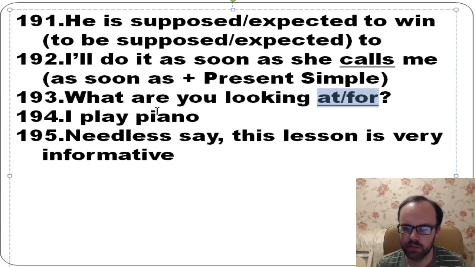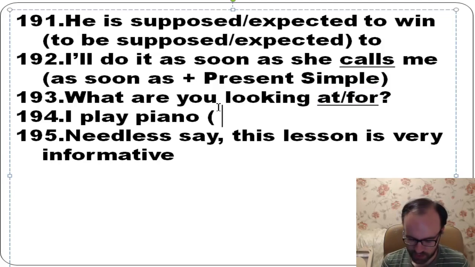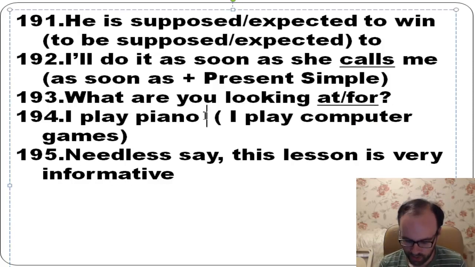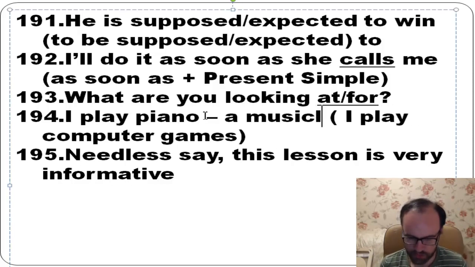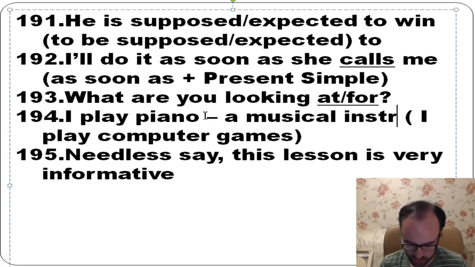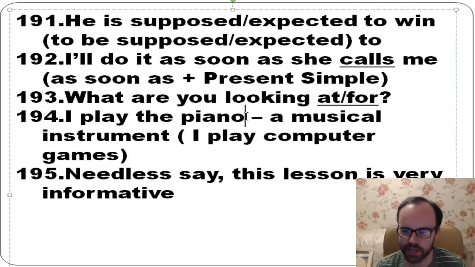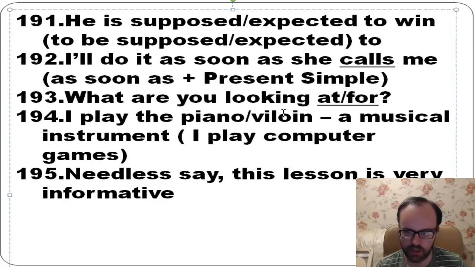I play piano. So you know that we say, for example, I play computer games. But if we have a musical instrument, for example, piano, we need to add the. We need to use an article. I play the piano. I play the violin. So we actually use the with musical instruments. So I hope you know it.